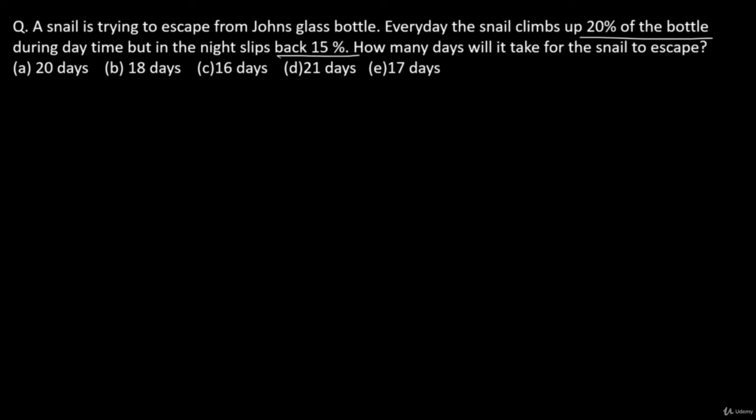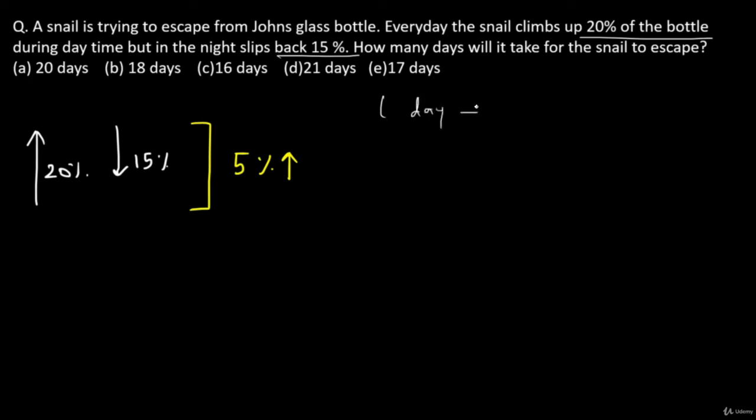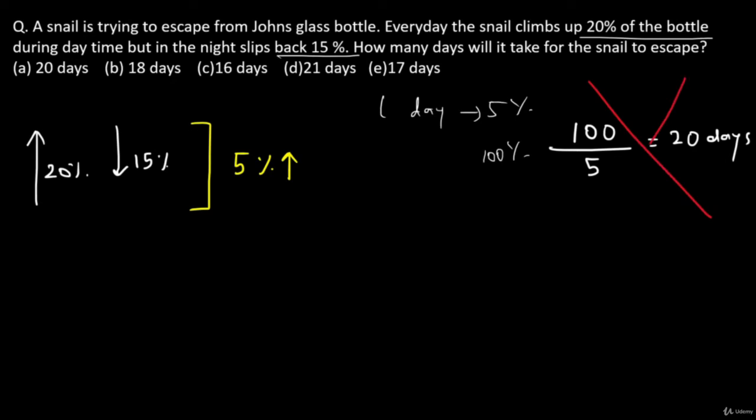Alright, we are back. I hope you have given it a try. Let's do it together. So the snail climbs up 20% and slips back 15%. So the net effect in a day is 5% upwards. Alright, so a lot of students might do it like this. In one day, that's 5%. So to achieve 100%, that would be 1 by 5 into 100, right? So therefore, they might mark the answer as 20 days, which is answer option A. But this is wrong. This is not the correct answer.